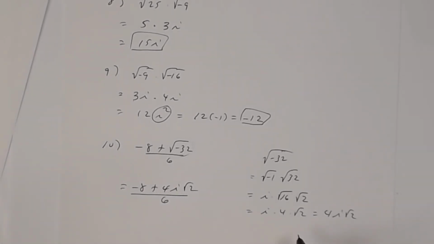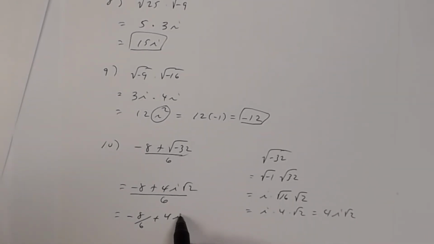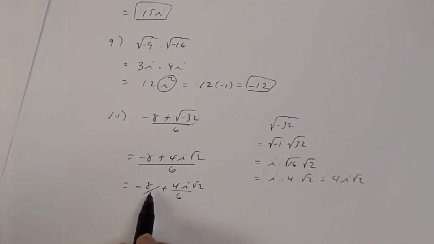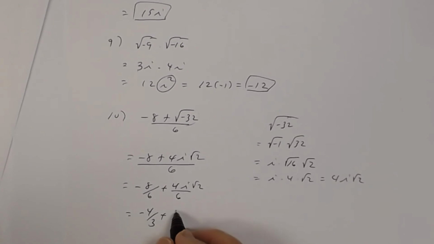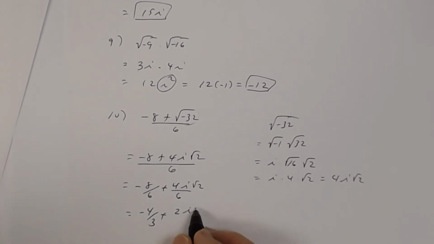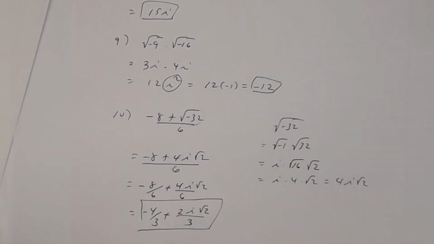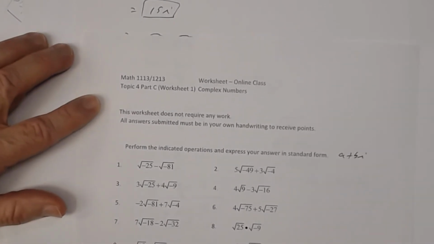And remember, the directions say put this in standard form. So let's rewrite this. I'm going to rewrite this as negative 8 divided by 6 plus 4i square root of 2 divided by 6. But you need to simplify. So negative 8/6 reduced is negative 4/3. And then 4/6 reduced is 2/3. So this is 2i square root of 2 divided by 3. And so that's your answer. Okay, so that is the key to the worksheet dealing with topic 4, part C.